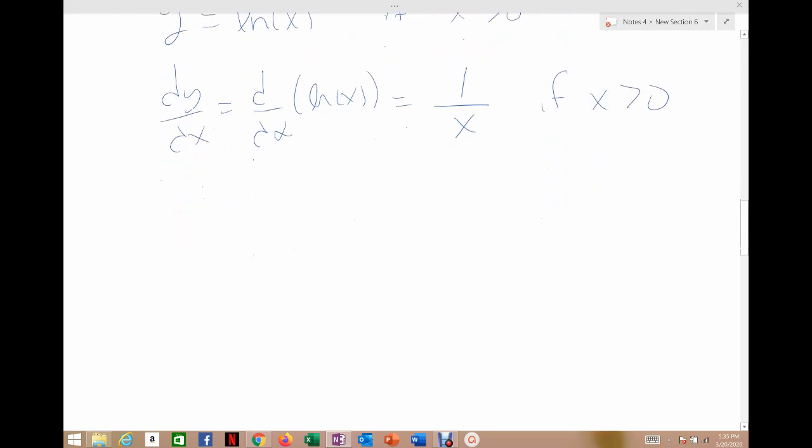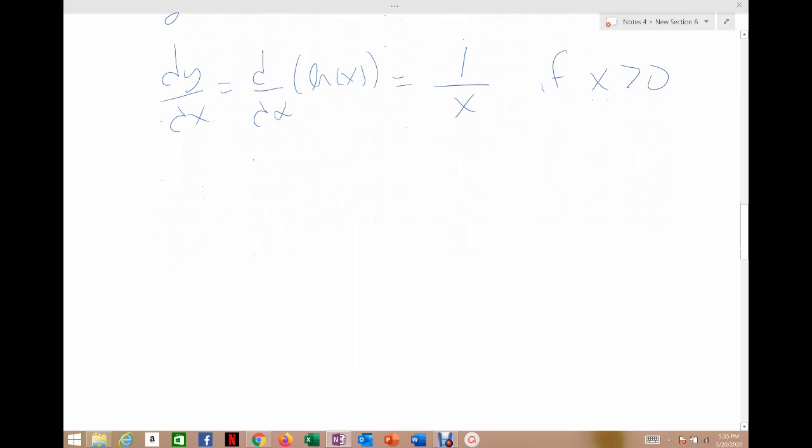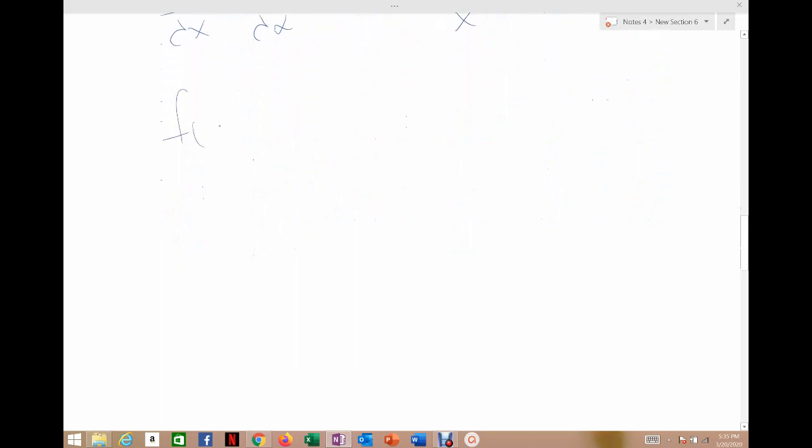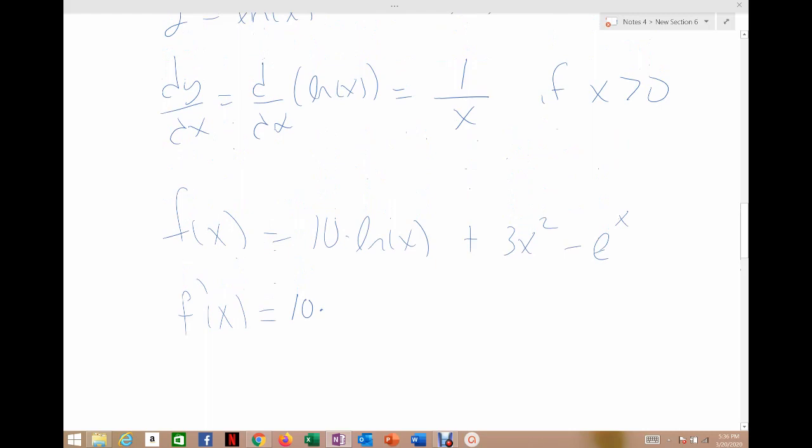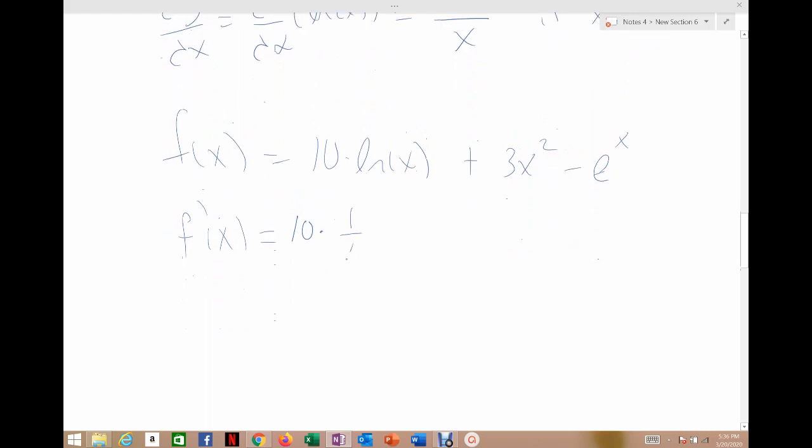All right, so 1 over x is what you're just going to have to memorize. We have a natural log. The derivative of the natural log is 1 over x. All right, so again, suppose I have a simple function: 10 times the natural log of x plus 3x squared minus e to the x. I take its derivative. So the new part is the natural log part. The derivative, the 10 is just going to come along. It's a constant multiplier, so it's going to be 10 times the derivative of the natural log, which is 1 over x. So it's 10 times 1 over x.